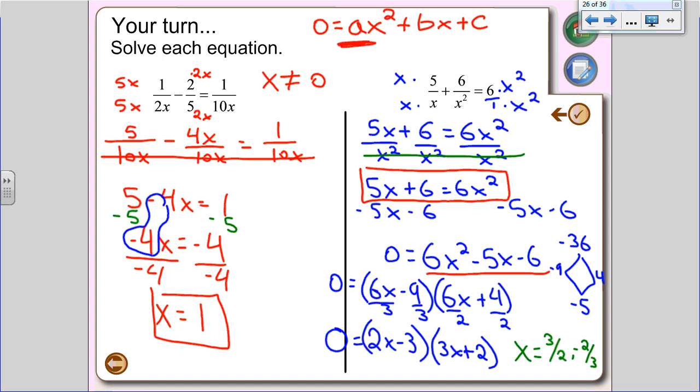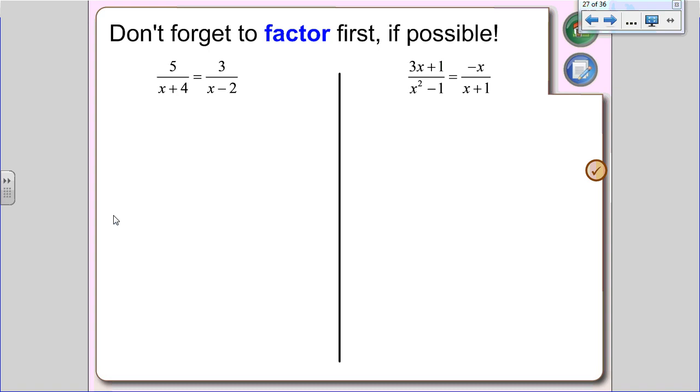Alright, our last question. I think it's actually our last question. We'll see. Alright. We're going to follow our 3 steps. Factor, NPV, simplify. When I go to factor this thing, I can't factor, but I am going to do something we learned on Monday. I'm going to put brackets around everything.